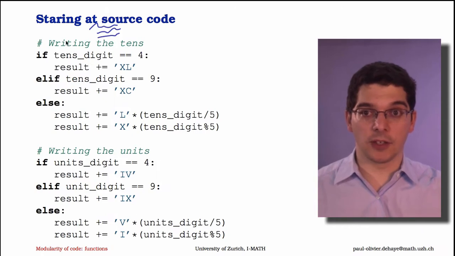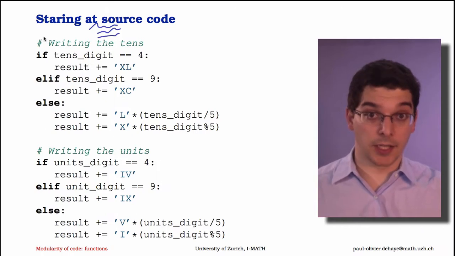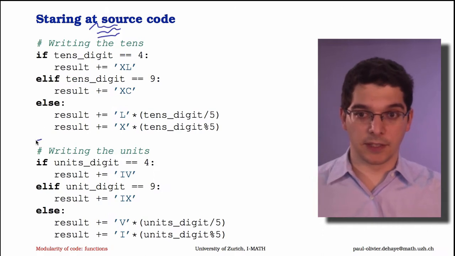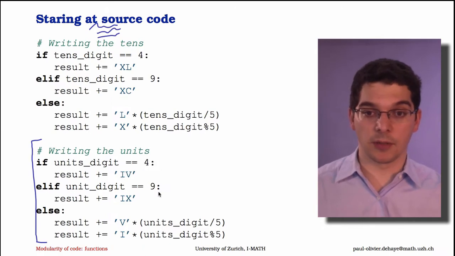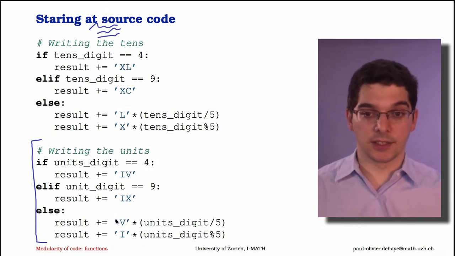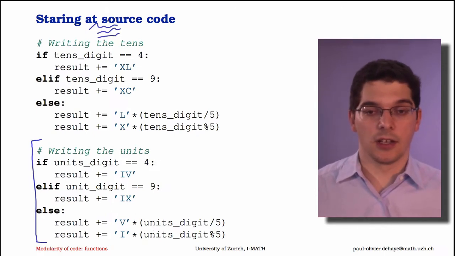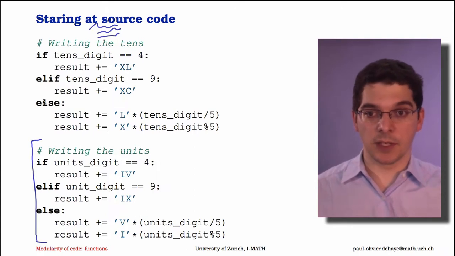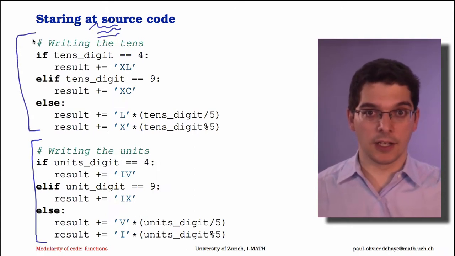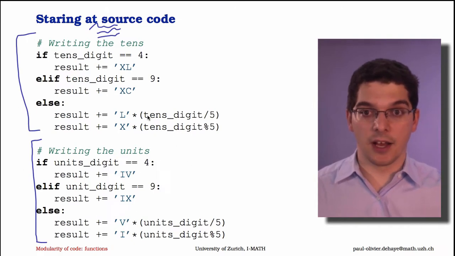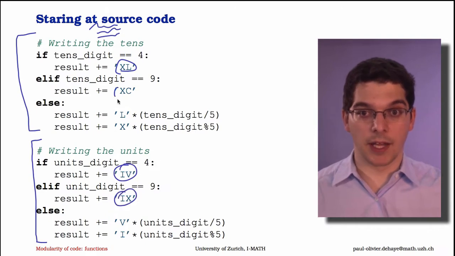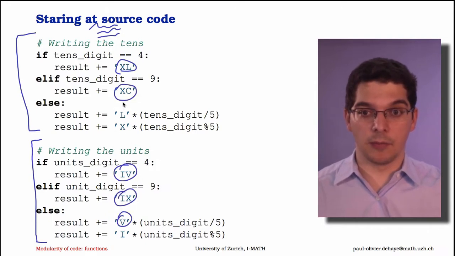Okay, so the point here is that if you solve it this way, you essentially solve it by copy-paste. You solved the problem, let's say, for the units, and you see that the behavior will be something when the unit is 4, something when the unit is 9, and otherwise something else that it does. And then you realize, hey, wait a minute, I'm trying to solve for the tens now, and this will be very similar to the units, so I'll copy-paste my code here, and I'll do exactly the same thing, except I replaced IV by XL, right? And I replace IX by XC, and V by L, and I by X.